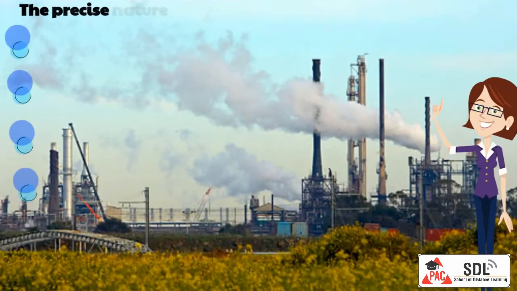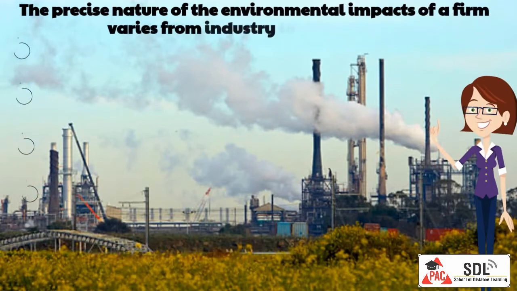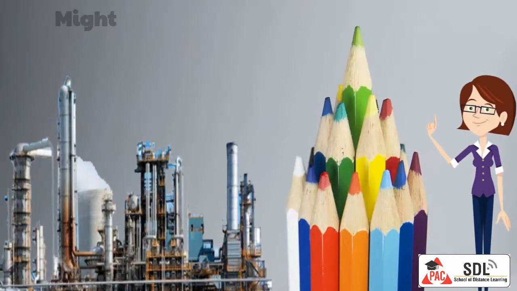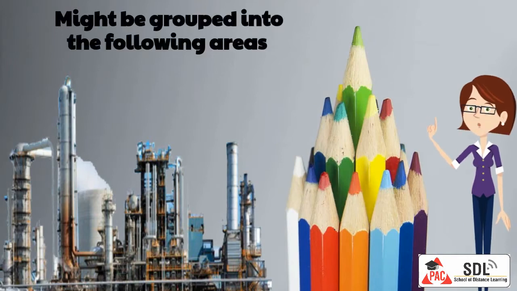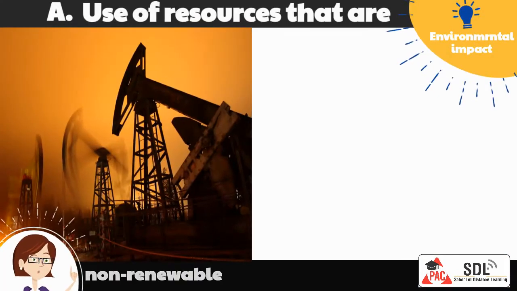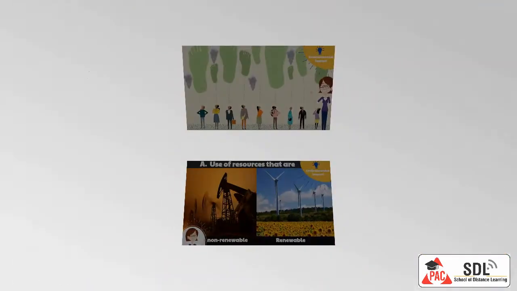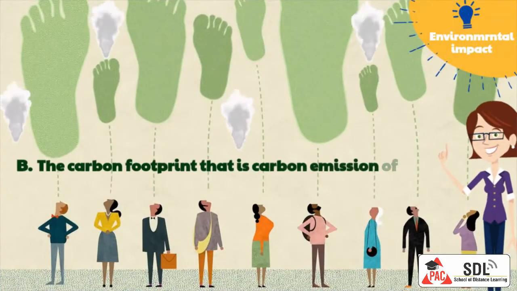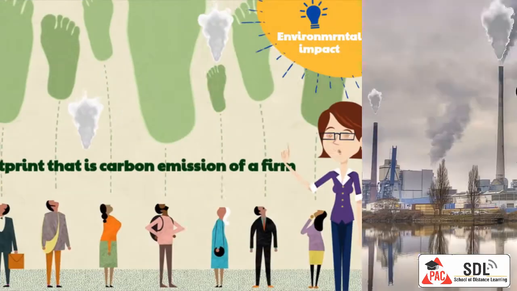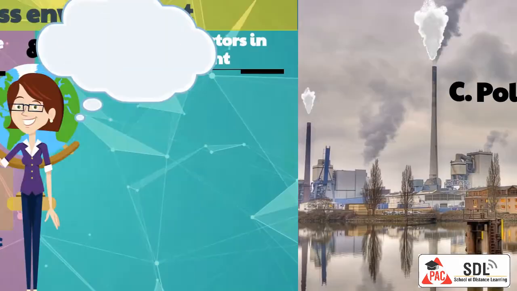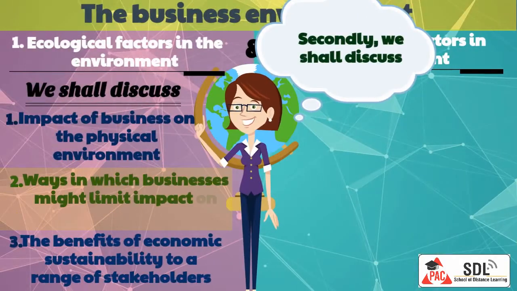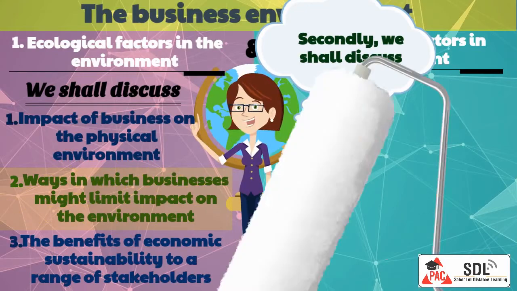The precise nature of the environmental impacts of a firm varies from industry to industry, but might be grouped into the following areas: use of resources that are non-renewable and renewable, the carbon footprint, that is carbon emission of a firm, pollution. Secondly, we shall discuss how businesses might limit the impact on the environment.